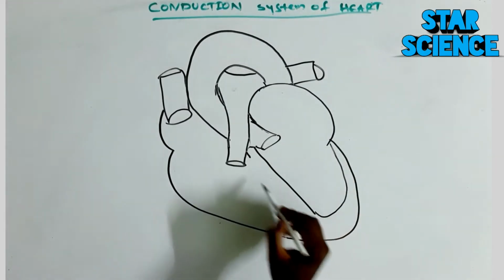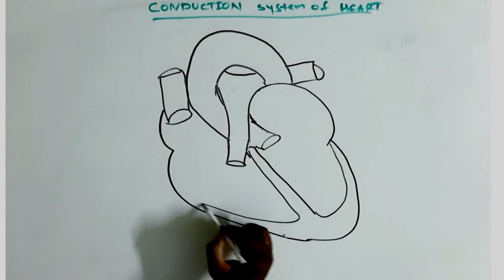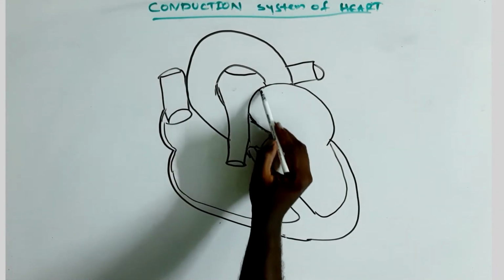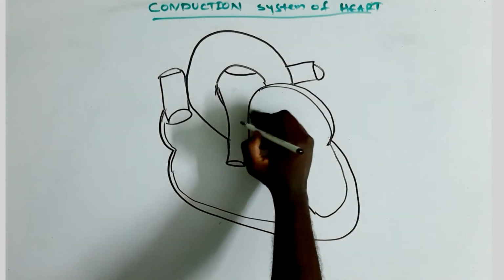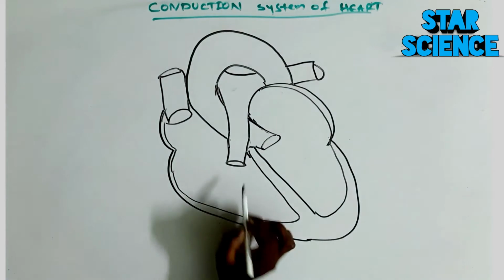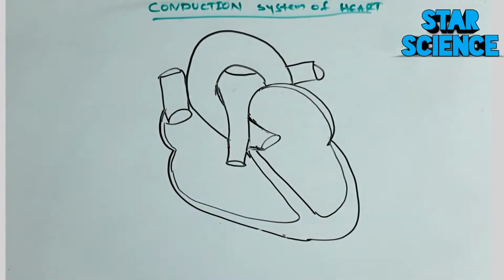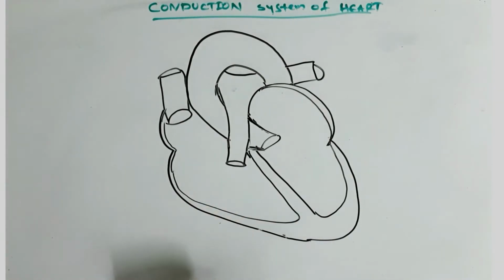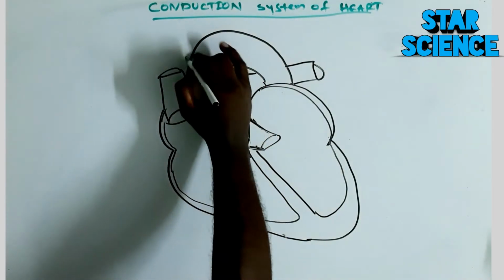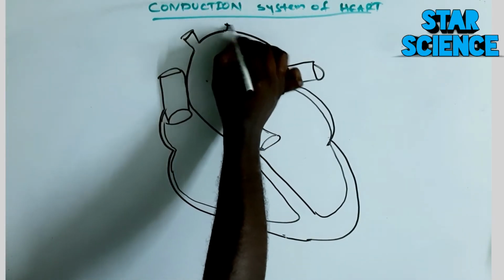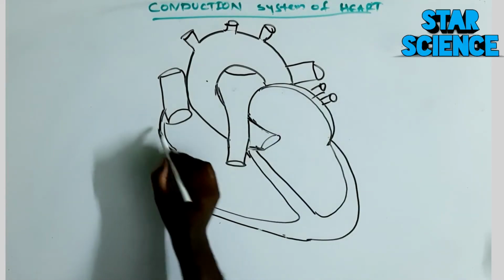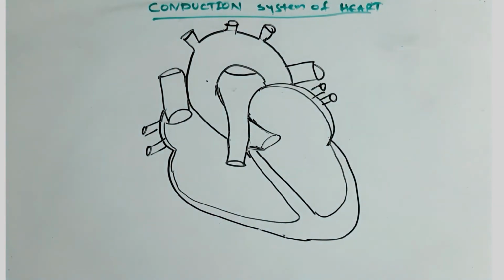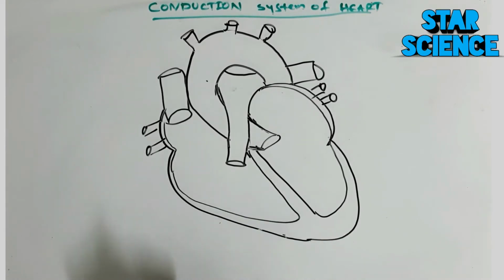Basically, right now I'm drawing the interventricular septum, which is the division between the right and left ventricles, and obviously we have the atrial septum. When the SA node fires an electrical signal, both atria will contract and send all the blood into the ventricles. That is the major work of the sinoatrial node. The specific task of this SA node is to send electrical impulses to all the chambers to make them contract, so that the blood will be pumped out of the heart. These are the major functions of the conduction system of heart.